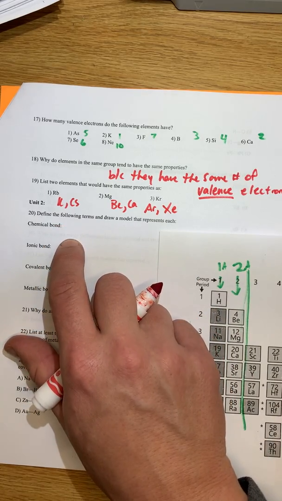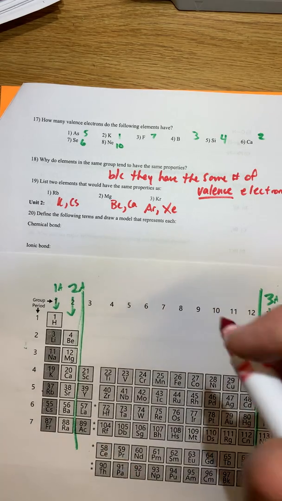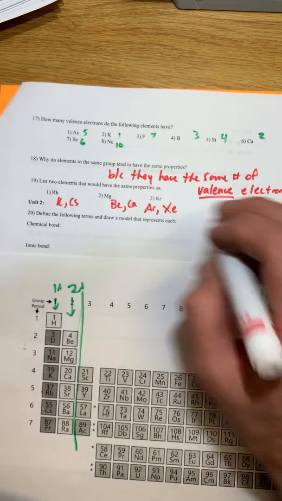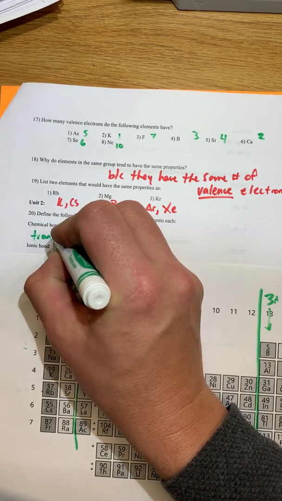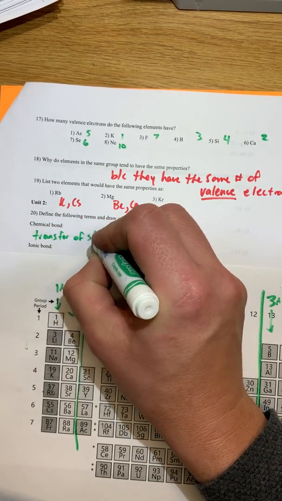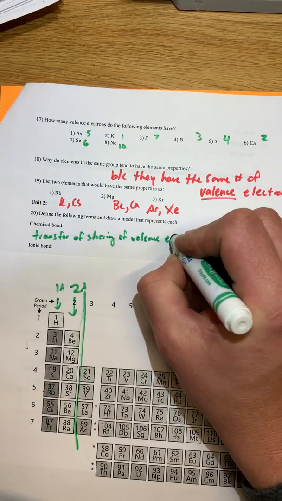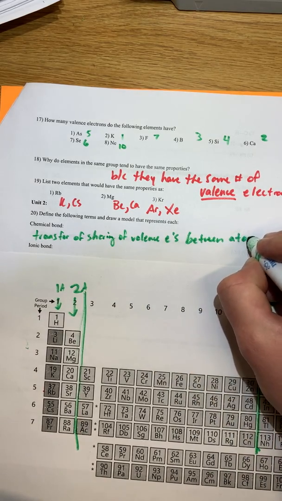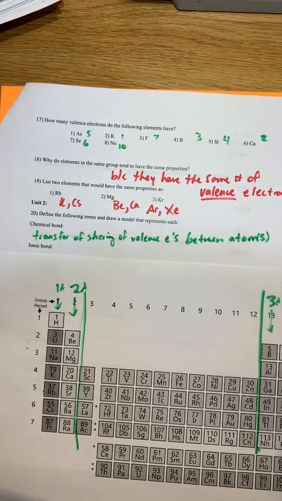Okay, number 20. Define the following terms and draw a model that represents each. First one, chemical bond. So a chemical bond can be a transfer or sharing of valence electrons between atoms. And I'm going to put (s) in parentheses. Well, it's always going to be more than one atom, right?